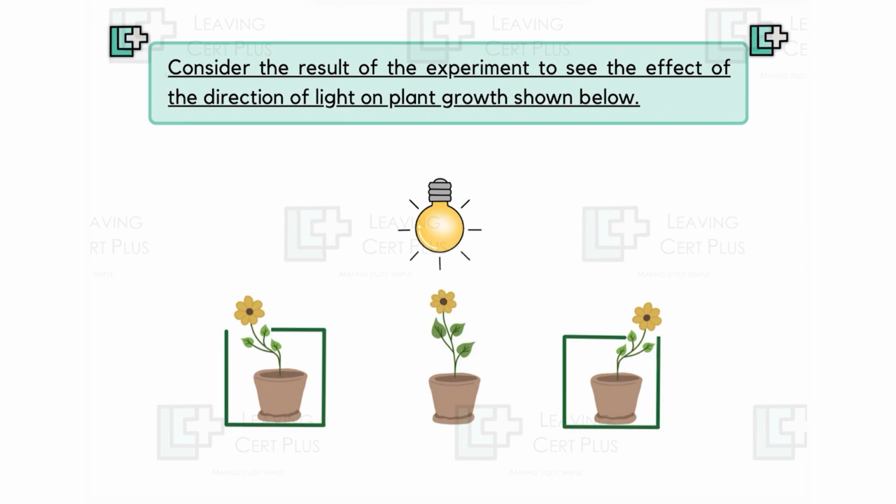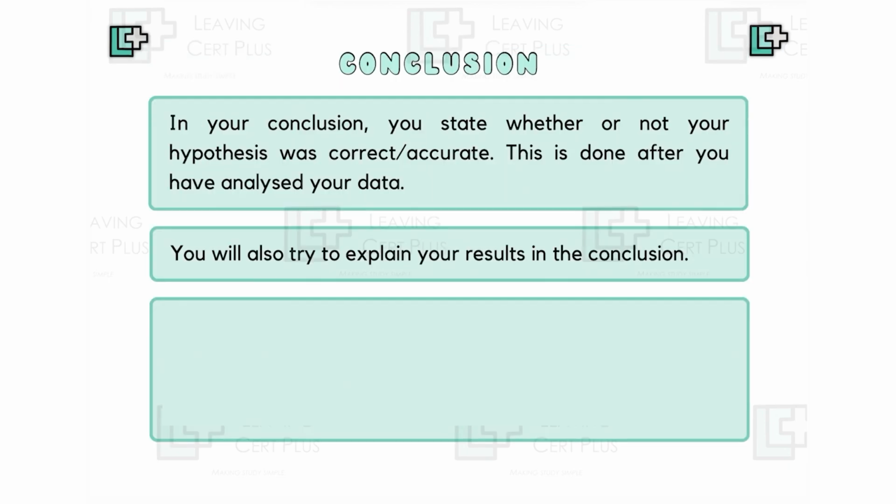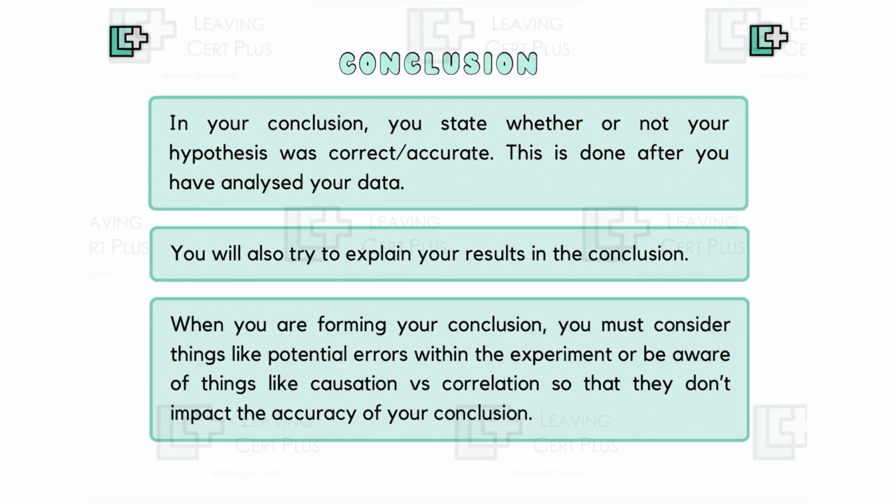You will also then try to explain your results. So in this case, they grew in this direction to receive as much light as possible to ensure that they could photosynthesize and survive. And then when you're forming a conclusion, you also must consider potential errors within the experiment, to be aware of things like causation versus correlation and whether or not they're impacting the accuracy of your conclusion. So here you'd say there may have been errors in terms of the duration of light or whatever errors you may have made. You just acknowledge them, because then that makes you aware of this idea of causation and correlation as you form your conclusion.